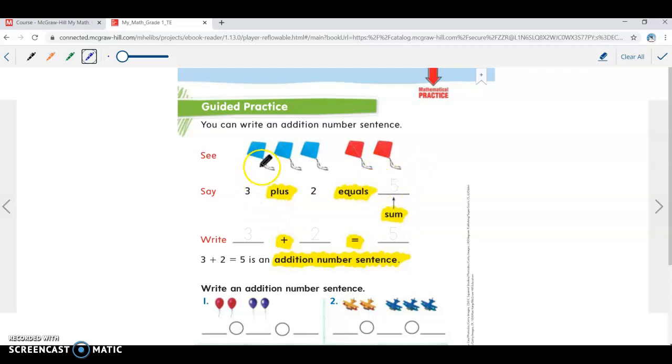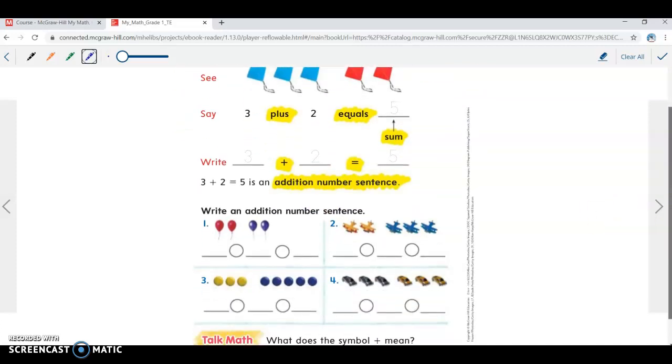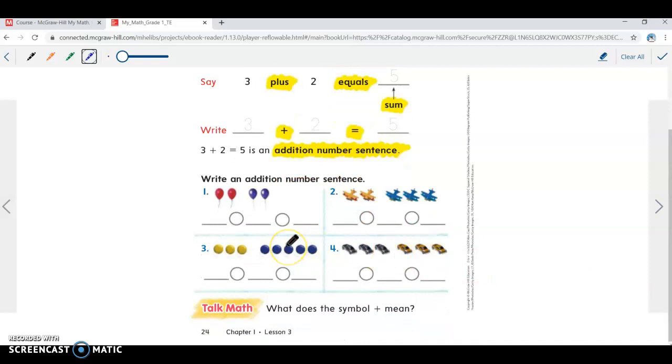When I write it just like I said it, 3 plus, there's my plus sign, my 2 equals my sum of 5. And again, that is writing an addition number sentence. So if I look down here at number 1 through 4, very simple for me to identify how many red balloons do I have on this side. I have 2 red balloons, so I write my 2 red balloons. My plus sign, I write it in my first circle.